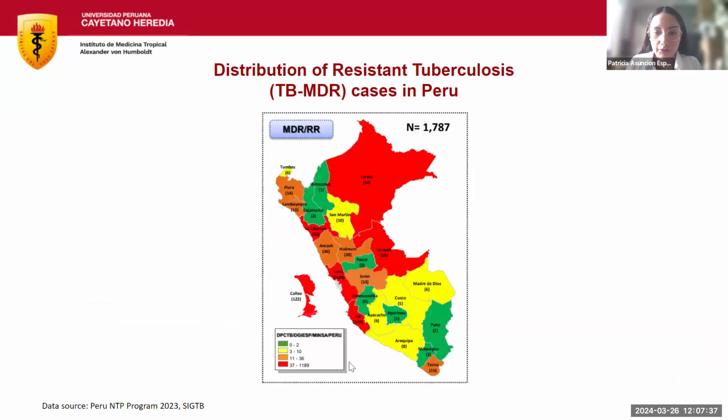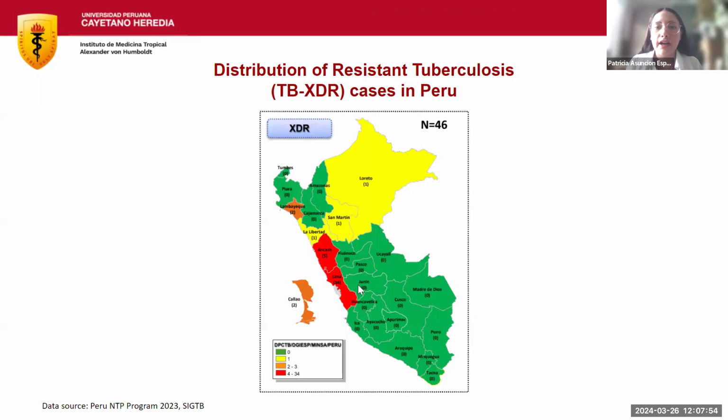And that's again about the numbers that I have shown in the initial slides. It's about the MDR TB cases in Peru. And as you can see, it's again in the jungle, the majority of cases, as well as in the capital of Lima. And about the XDR, the majority of cases are here in the capital in Lima, and some in the coast in the north of Lima.